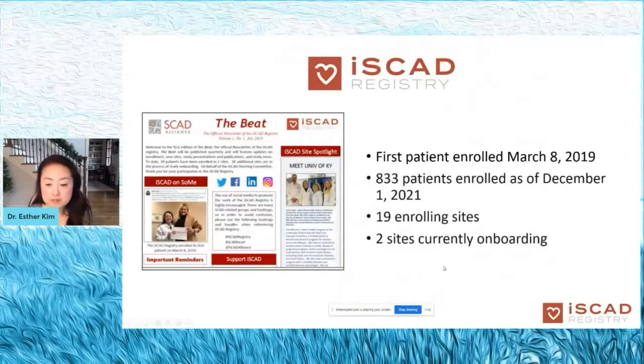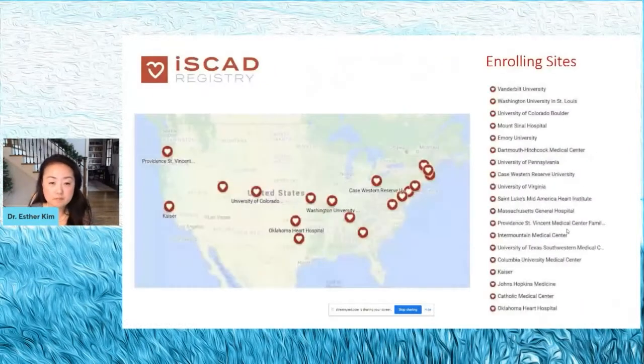The iSCAD registry enrolled its first patient on March 8th, 2019. And I'm very happy to tell you that as of December 1st, 2021, we have 833 patients enrolled in 19 enrolling sites across the country, with 2 sites currently onboarding. These are the current enrolling and onboarding sites, and we are very proud that we have sites from west to east coast, as well as from north to south.